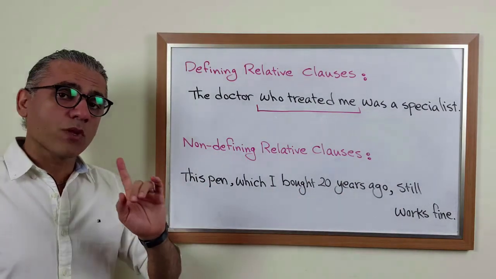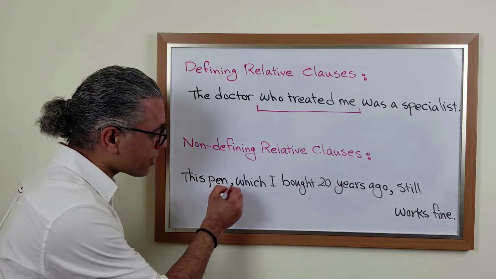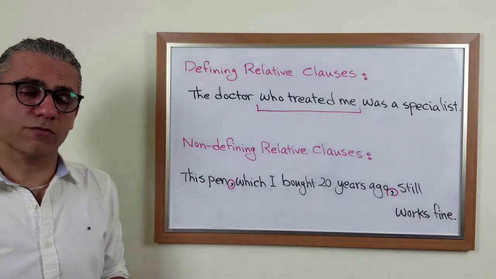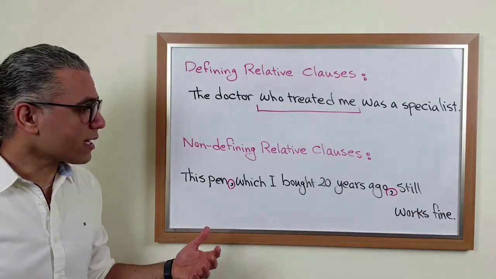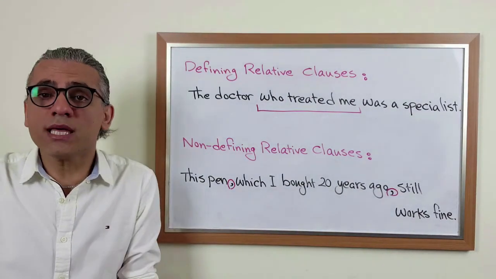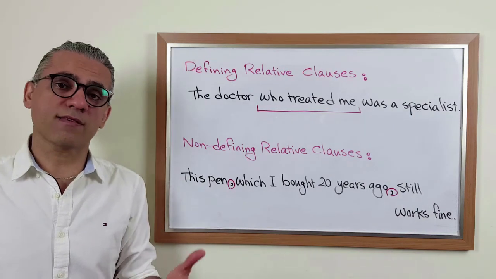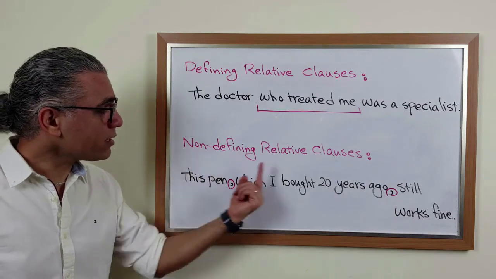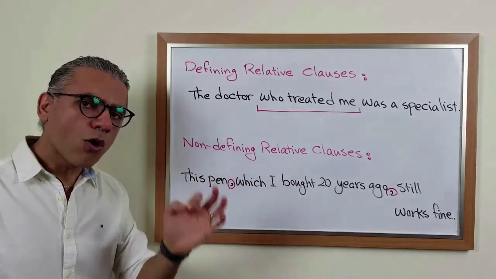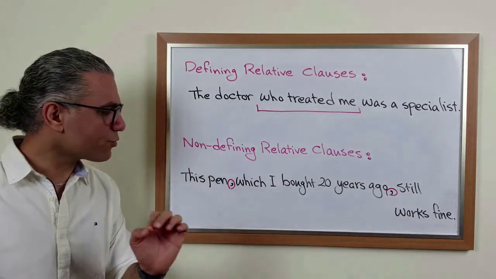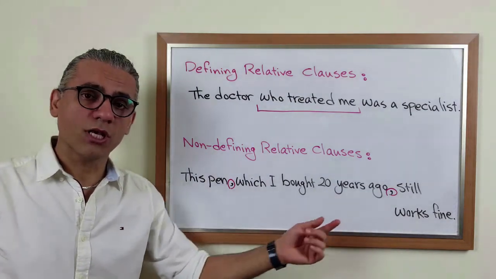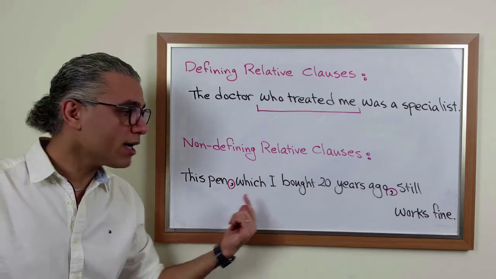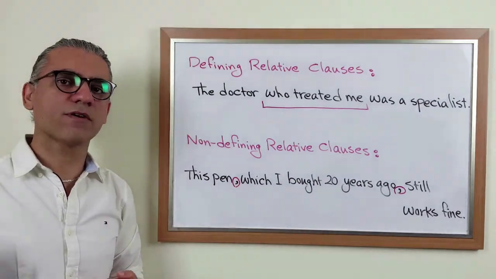So again, remember, punctuation is very important in a non-defining relative clause. Sometimes, actually, punctuation is the only thing we have to realize if this is a defining clause or a non-defining clause. Because with non-defining relative clauses, we always have to use punctuation. It means it could be between two commas, or it could be between a comma and a full stop at the end of the sentence.